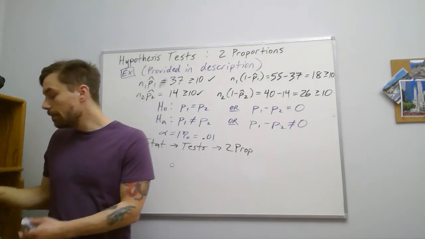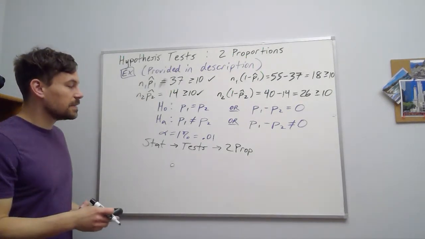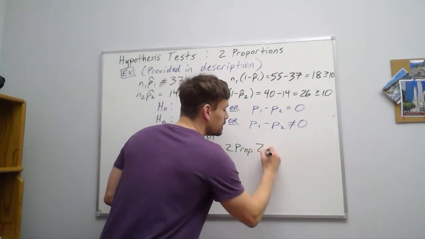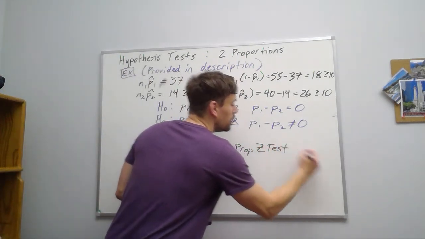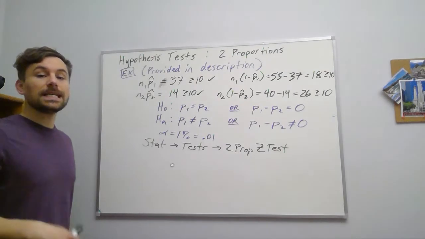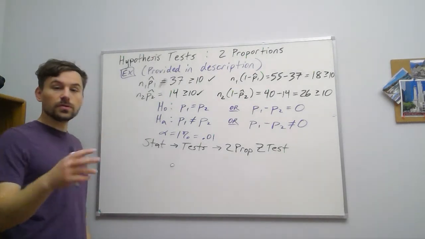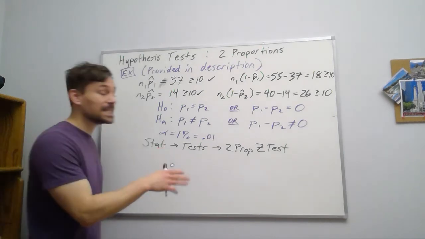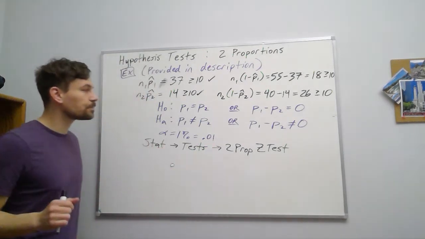In that list, there's really only one choice for this, which is a z test. We know that for means, sometimes we use a t-test, so you have to choose between z and t. That's not the case with proportions. We're always using z for proportions.